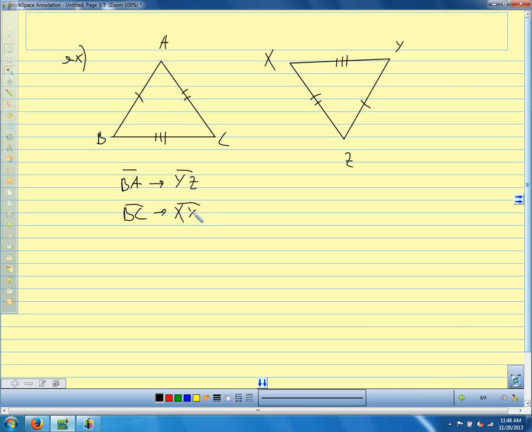So BC is going to correspond to XY, and then AC has to correspond to XZ. And then we could mark angles. We could match up our angles as well. So if I mark these up, I would say that.